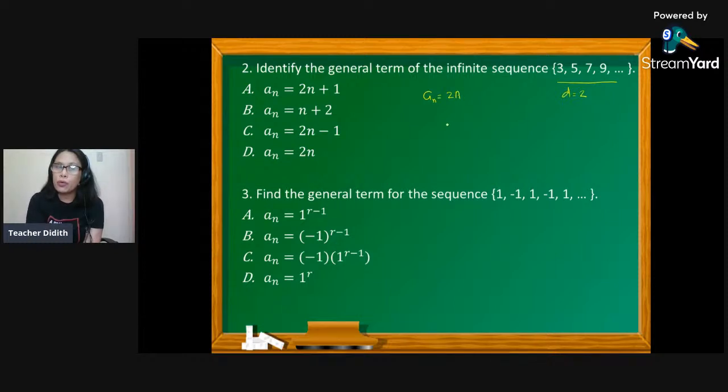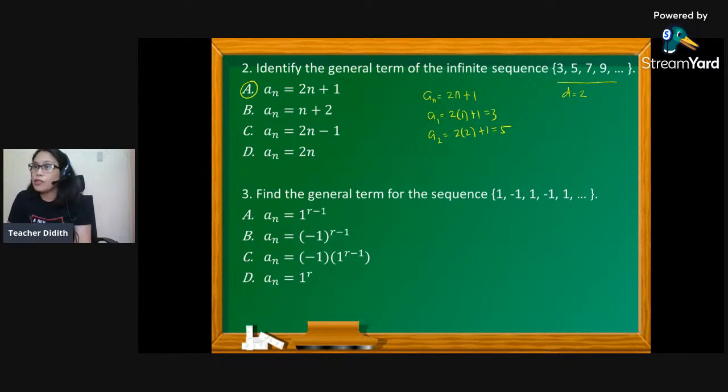So we have two possible answers, A and C. But when you substitute 1 for n, this is 2, and comparing this with the first term 3, we lack 1. That's when we have to adjust the pattern by adding 1. So when we substitute a sub 1, we come up with 3. Likewise, when we solve for a sub 2, we come up with 5, and so on. So letter A is the correct answer for number 2.